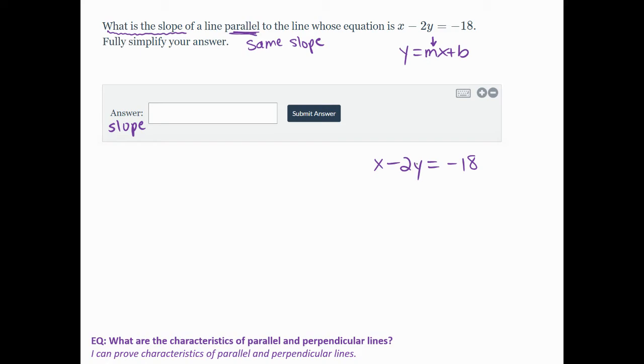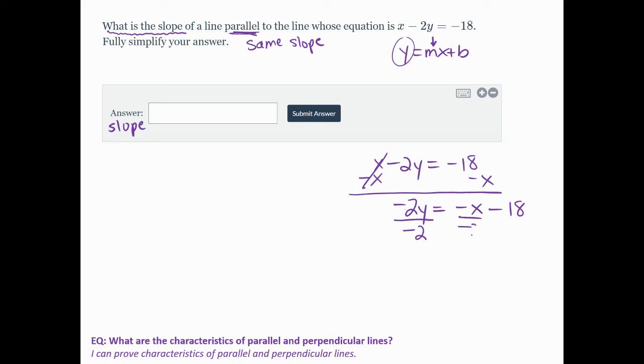So here goes. To get y by itself, so that I write it in slope-intercept form, I'm going to start by moving the x. Right now this is positive x, so I'm going to subtract it. So I have x minus x. That's going to give me 0. I have negative 2y left over. Because I want it in slope-intercept form, I'm going to put the negative x part in front and then minus 18 in the back. Then to get y by itself, I have to get rid of that negative 2. Since it's negative 2 times y, my inverse operation is divide. So the opposite of multiply, divide.